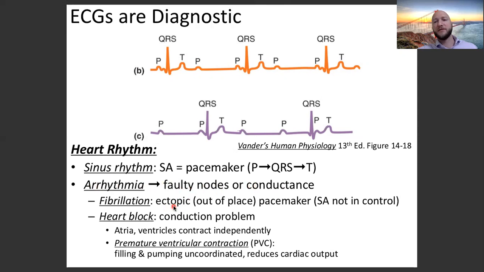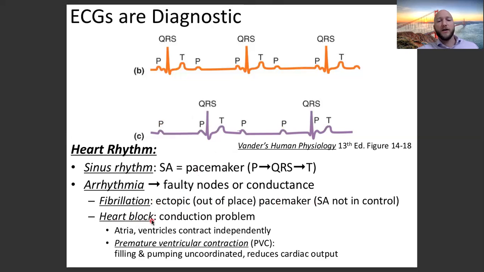Ectopic means out of place. So like an ectopic pregnancy is when a baby starts growing in the wrong place. An ectopic or out of place pacemaker. So this is what I was talking about when a different part of the heart could start a depolarization event, could start a contraction event. It's called fibrillation. When there's an ectopic or out of place pacemaker, so some other part of the heart is starting the contraction cycle. Fibrillation. It's going to cause the ECG to look very different.